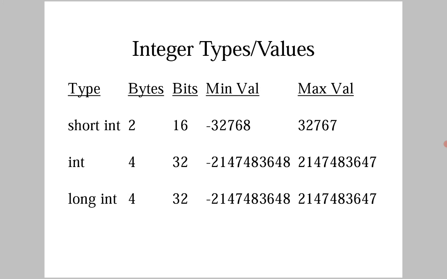So what are the different types of integer data types? Short int, long int. Basically three types of integer data types are used. First one is short int.